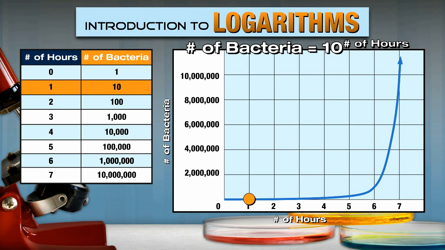After the first hour, we would have 10 bacteria, and after the second, we would have 100 bacteria. Notice if this exponential pattern continues, we see there will be 1 million bacteria after 6 hours. But we don't see 5 million bacteria in the table. The table goes from 1 million to 10 million. To find 5 million, we will need to use logarithms.